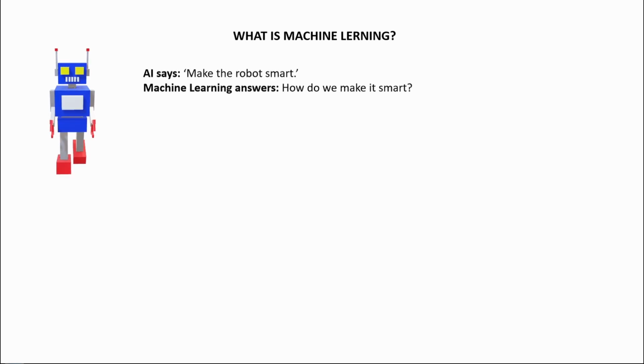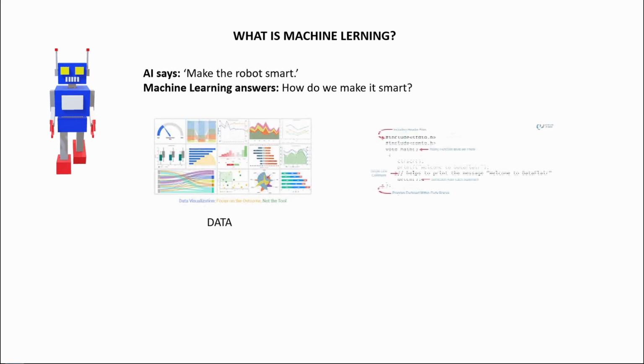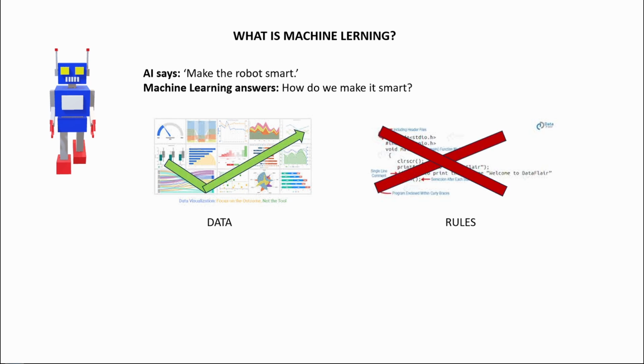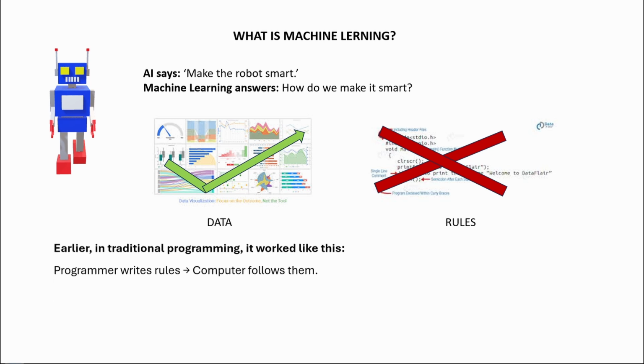Now, what is machine learning? Now we move deeper. AI says, make the robot smart. Machine learning answers, how do we make it smart? Machine learning or ML is a part of AI that allows our robot to learn from data instead of rules. Rules are nothing but instructions given in a program. Earlier in traditional programming, it worked like this: programmer writes rules, computer follows them.